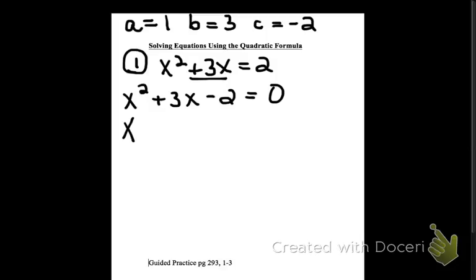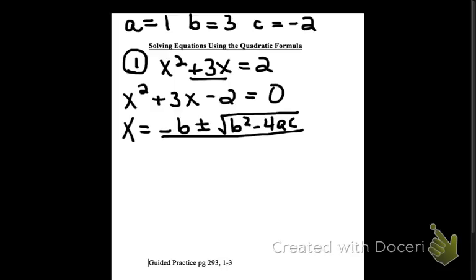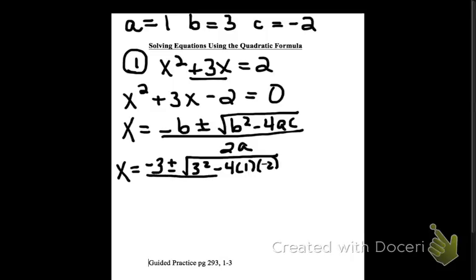Just to recall, the quadratic formula is x equals the opposite of b plus or minus the square root of b squared minus 4ac all over 2a. So let's go ahead and plug some numbers in here. The opposite of b would be -3 plus or minus the square root of 3 squared minus 4 times a times c all over 2 times a.